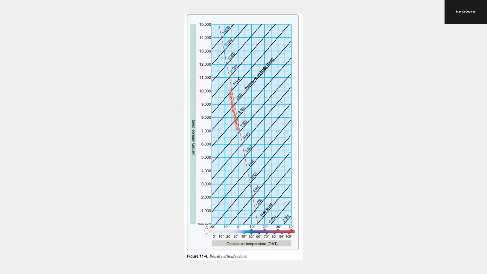Right here we have the density altitude chart. We've gone over this a couple times. Remember, always pay attention to your axes here. So this is your density altitude, this is your air temp, and these are your pressure altitudes right here.